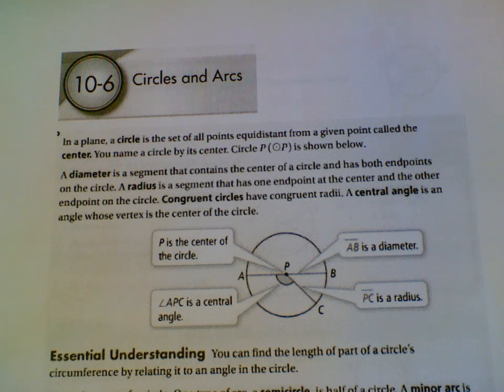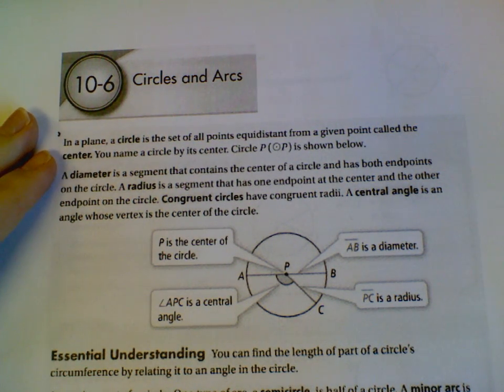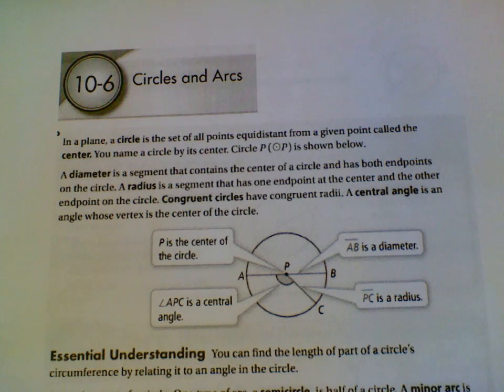Section 10.6 is about circles and arcs. So before we get started, I just want to run through some vocab. So this top part is all just talking about what's in a circle and the vocab for it. So it says, a circle is the set of all points equidistant from a given point called the center.